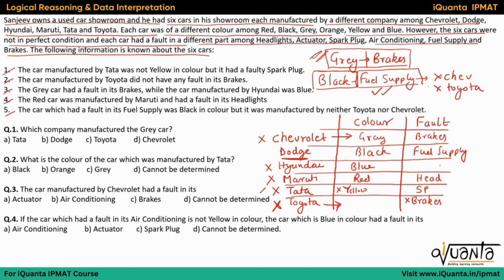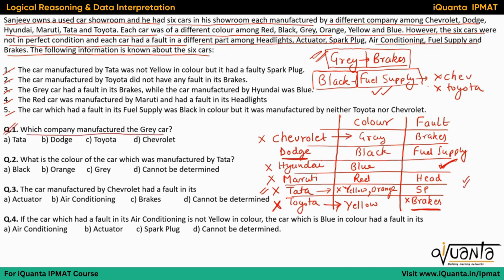Now coming to the row of Tata, we can see that Tata car is not yellow in color. So we can assign this yellow color only to Toyota. So this will be yellow in color and Tata has only one color left here which is orange. So Tata car will be orange in color. So at last this column remains empty and the car from Toyota doesn't have fault in its brakes. So with this information, let us proceed and solve the questions.